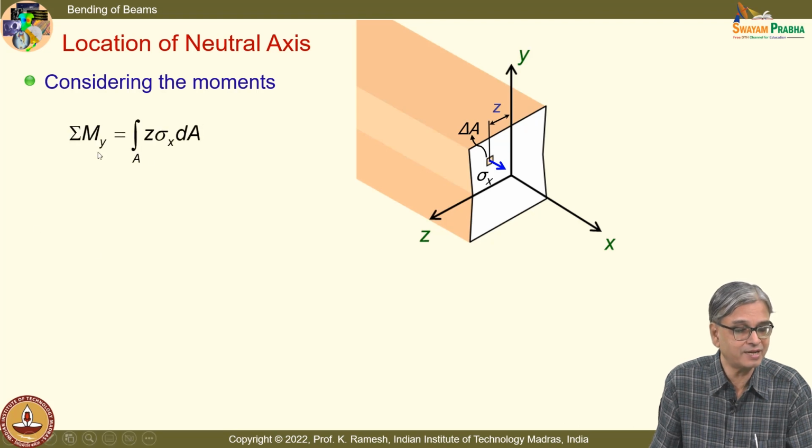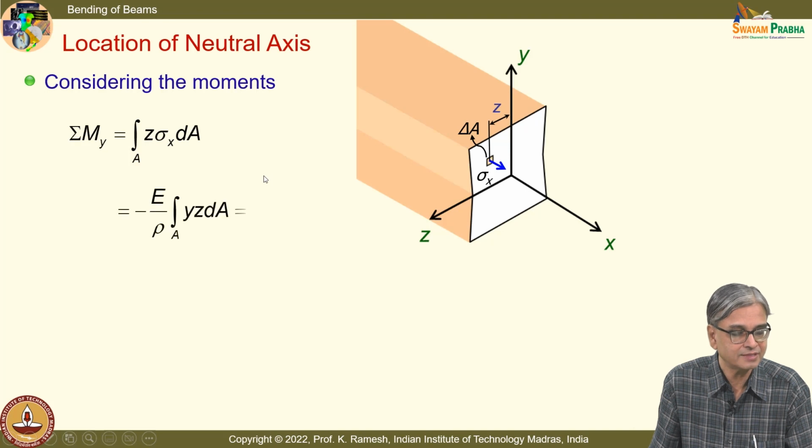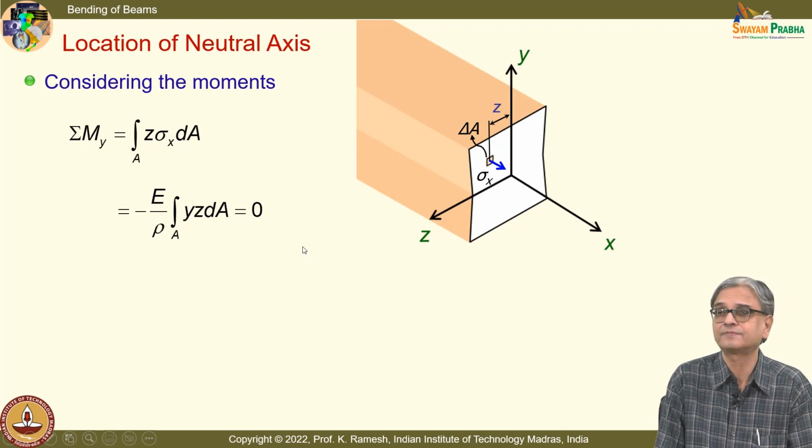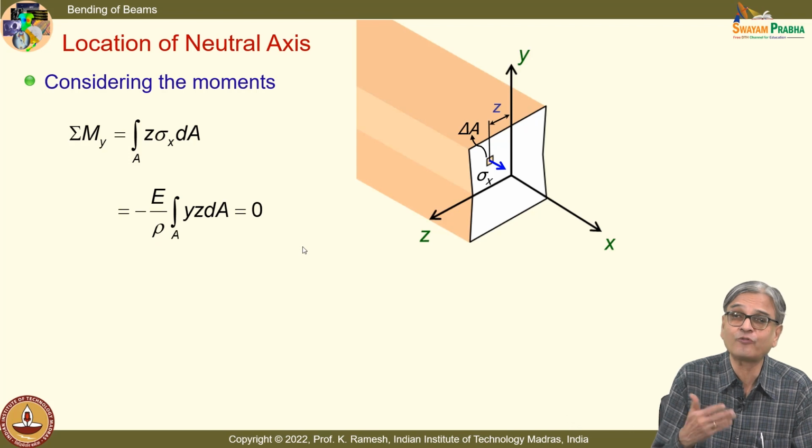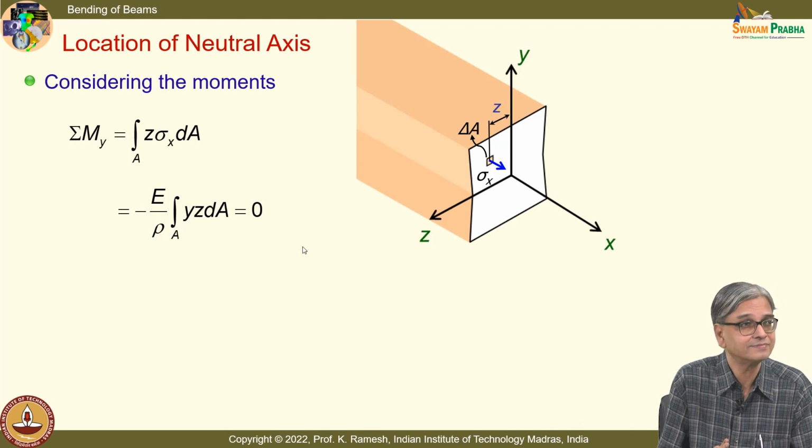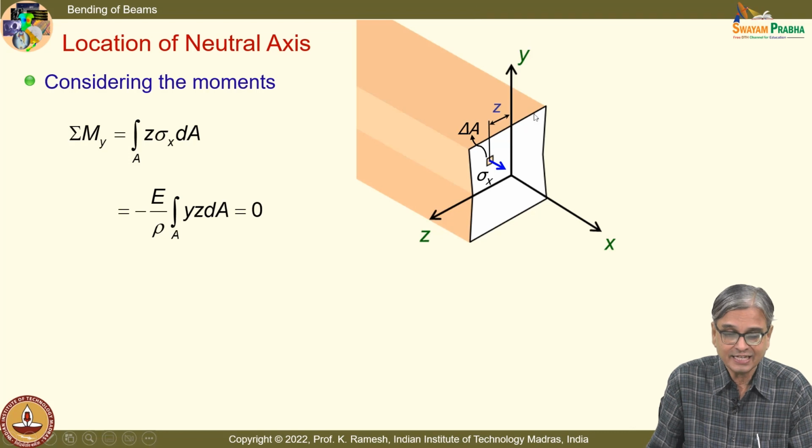I have the expression sigma my equal to integral of z sigma x dA, and substitute sigma x. I have this as minus E by rho, again being a material of one material, I take E outside, integral y z dA equal to 0. Is it satisfied or not? It is satisfied on the strength of what idealization that we have started with? When I say that this is a plane of symmetry, because of that this quantity goes to 0.